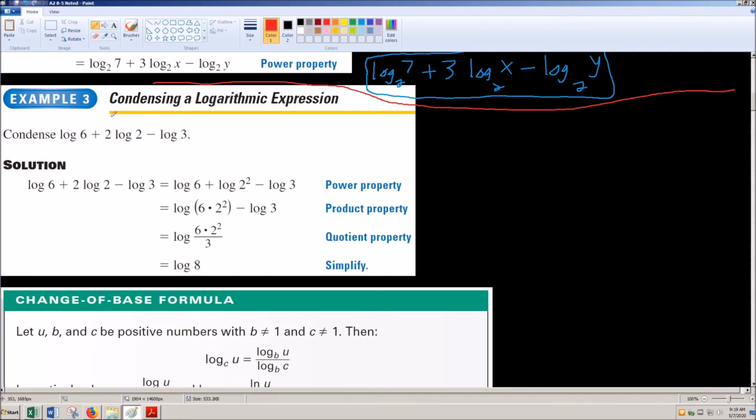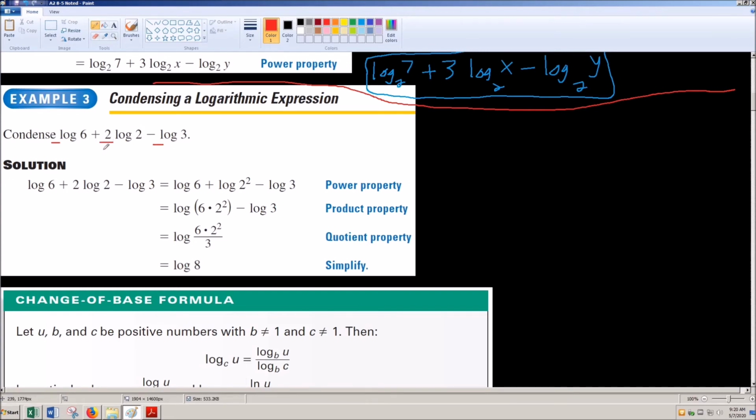The first thing I'll typically do when I get a problem like this is deal with my power property stuff first. So do I have any numbers in front of these logs? And I do right here. This being a 2, this is actually log of 2 squared. And since I don't see any bases on these, they are all just log base 10. This is my common log. I don't see any bases because it's log base 10.